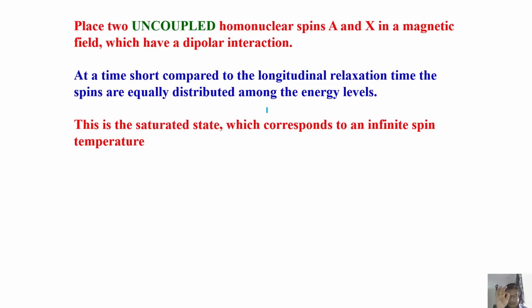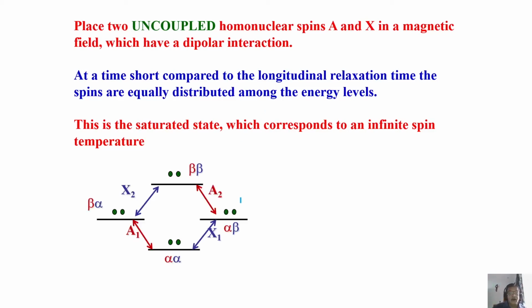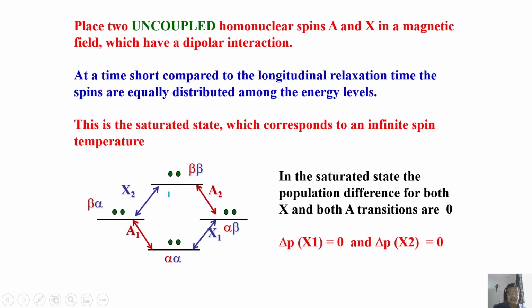So, let us say I don't wait. I am very impatient, I don't wait. I put the sample in a magnetic field and immediately see what the populations are. What will you get? All the spins are equally populated. It has not attained the Boltzmann population distribution at all. This is called a saturated state. Now if I take the population difference between any transition, A or X, it is 0. That is why there is no signal. When the spins are saturated, you don't get a signal.